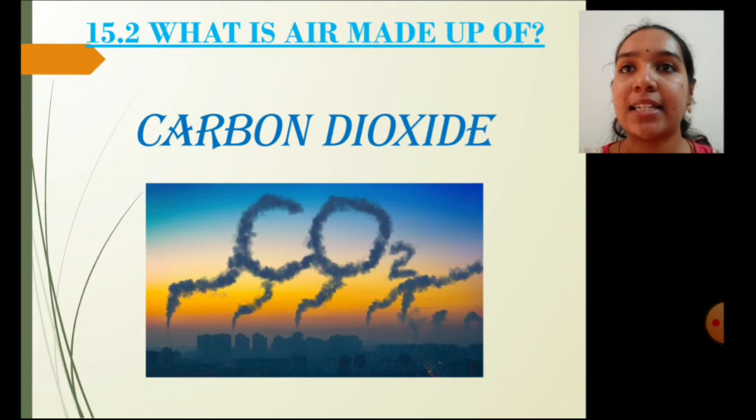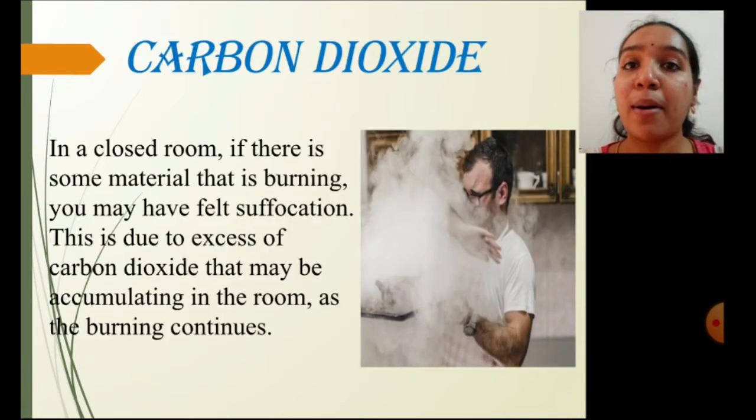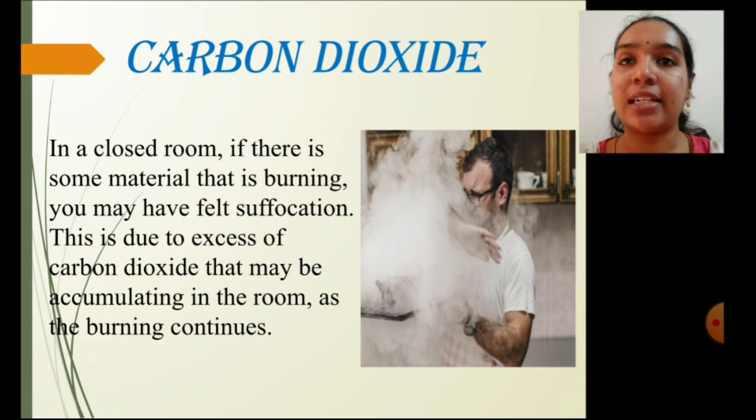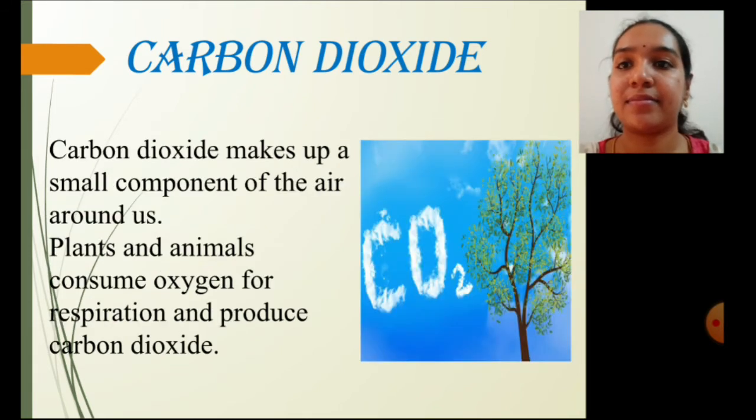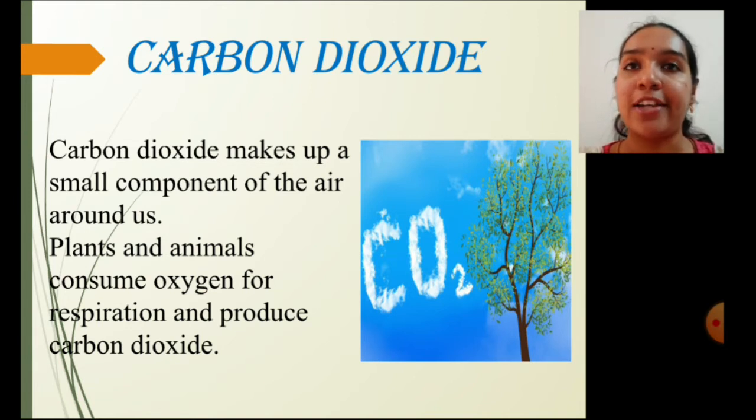The next gas present in the atmosphere is carbon dioxide. The product of burning is actually carbon dioxide. It is present in very small amounts in the atmosphere, and during respiration, oxygen is inhaled and carbon dioxide is exhaled. And during photosynthesis, carbon dioxide is taken in and oxygen is released by plants.